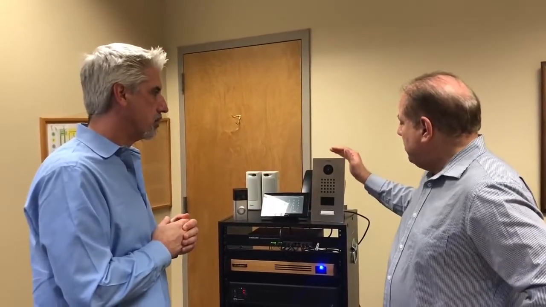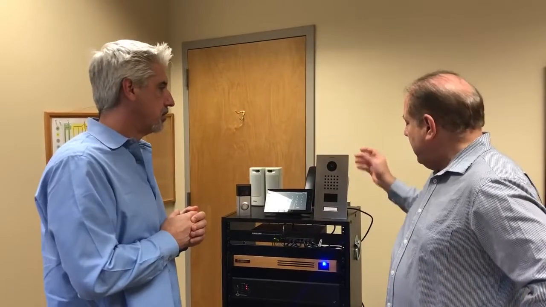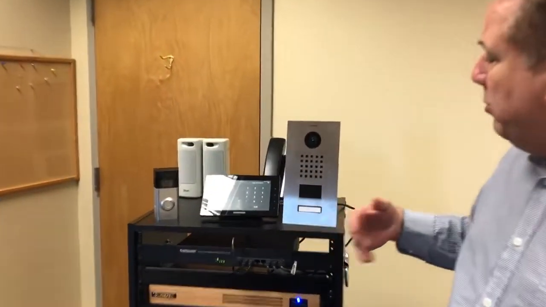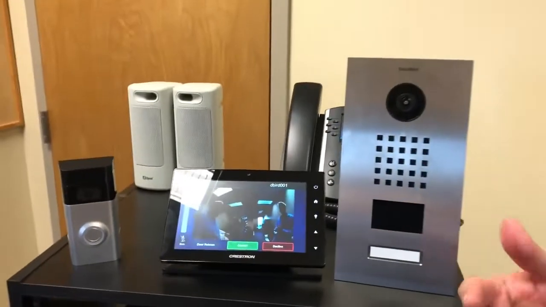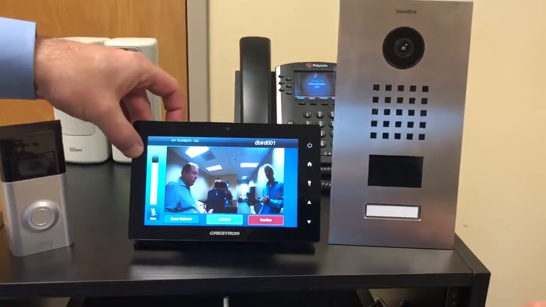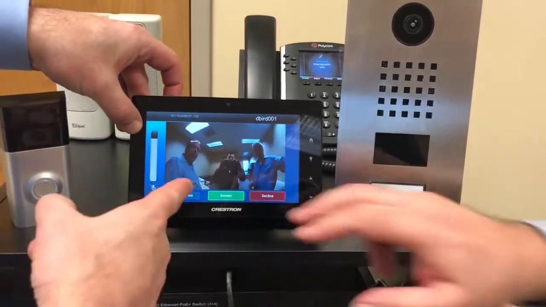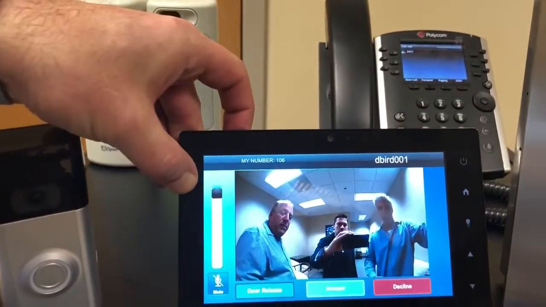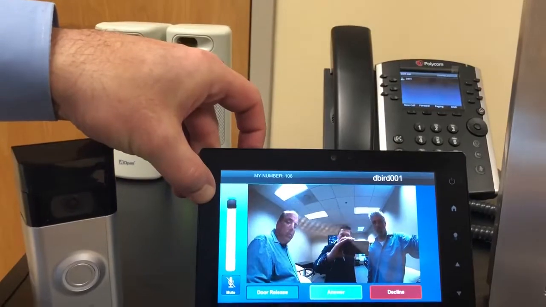We did the same thing to the product by Doorbird, and then again I can demonstrate here. Doorbird's product does the same thing, a little bit on a higher standard, commercial standard. Again, calling out to the Crestron tablet. I have to tell you, that's a really nice image from the Doorbird. Yeah, this is also a high definition camera. And again, we're talking over the Doorbird.